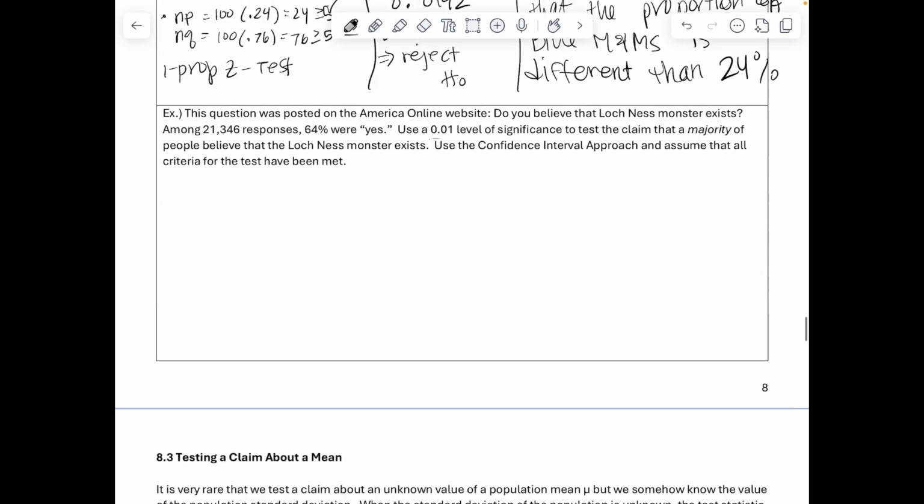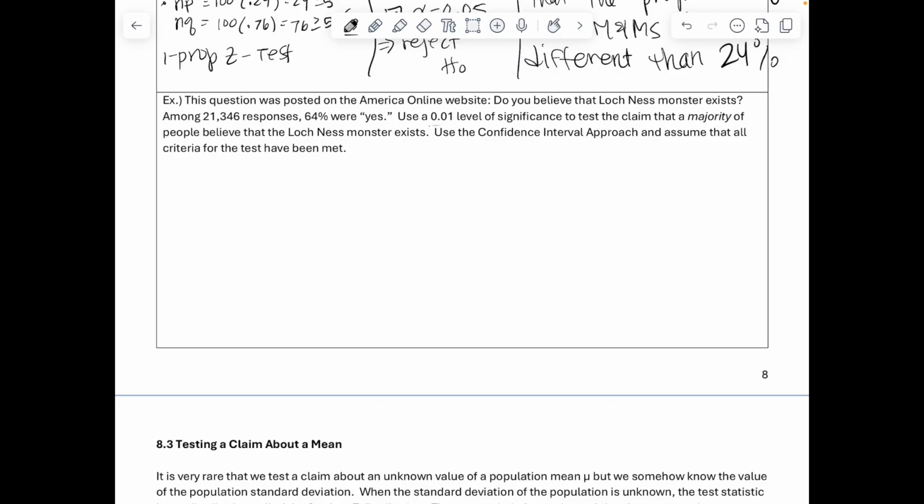So we have another example right below this. And this one says, this question was posed to the American online website: do you believe in the Loch Ness Monster existing? Among 21,346 responses, 64% were yes. Use a 0.1 level of significance to test the claim that the majority of people believe in the Loch Ness Monster. Use the confidence interval approach. So we're going to use a different approach this time, and assume that all criteria has been met. So again, all of our criteria has been met, so this means that we do not need to check those requirements. One of the new things on here is that it doesn't give me a percent, it uses a word instead.